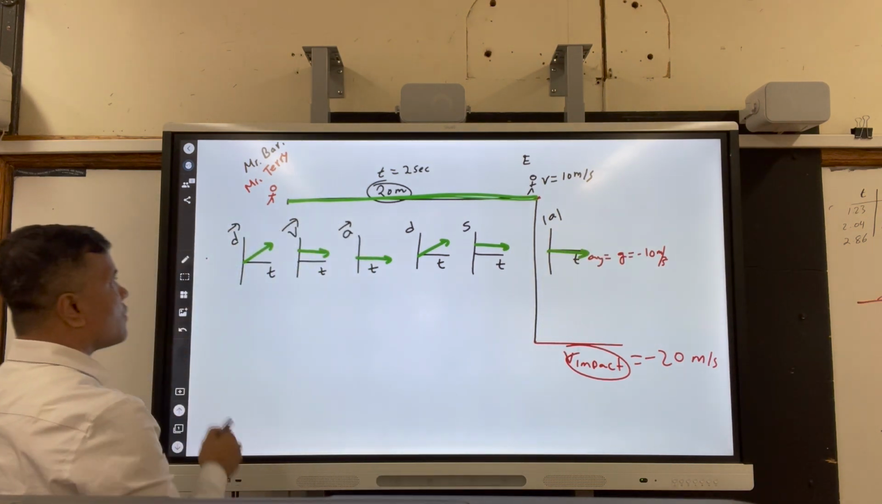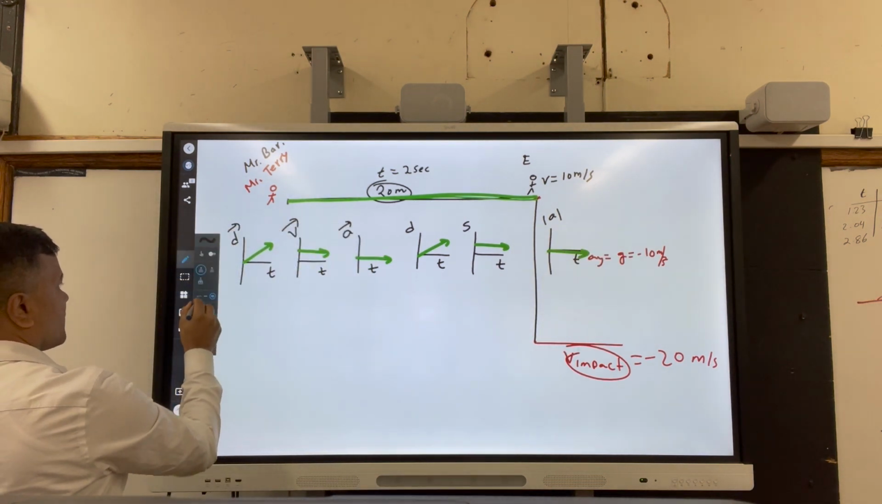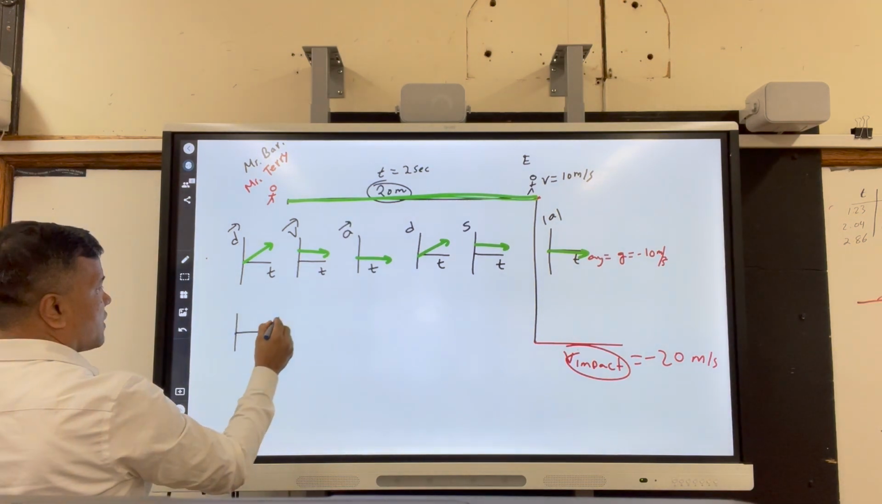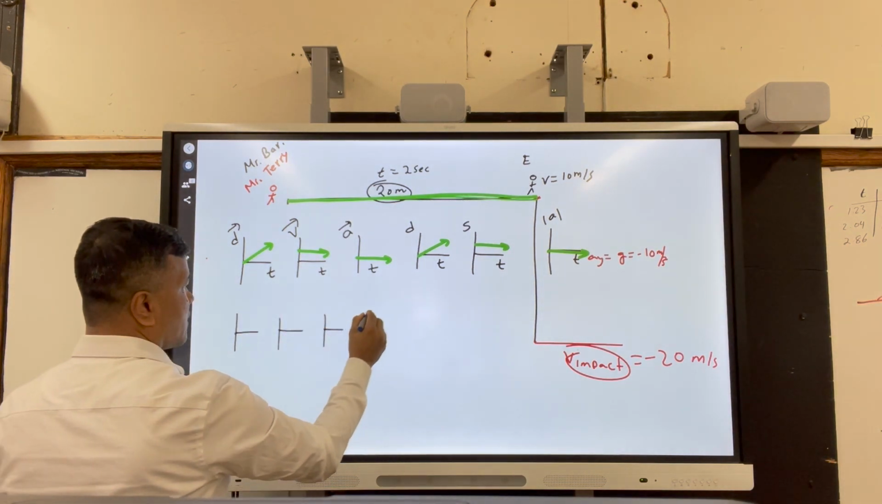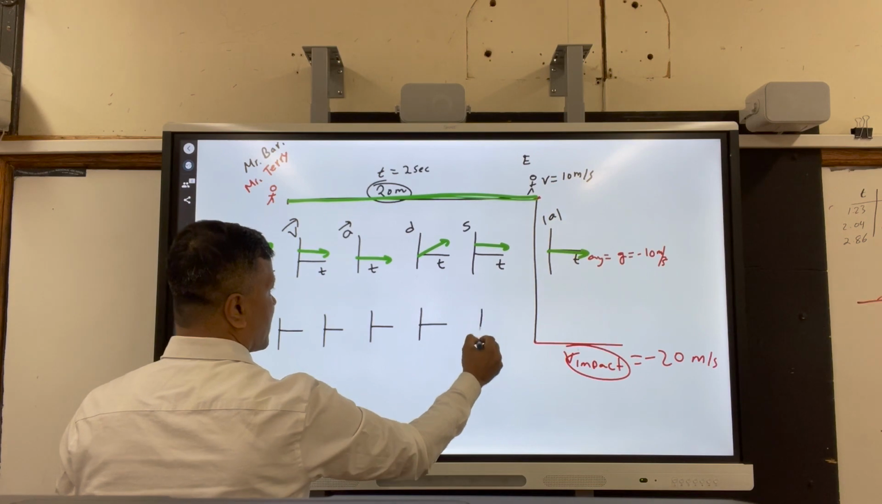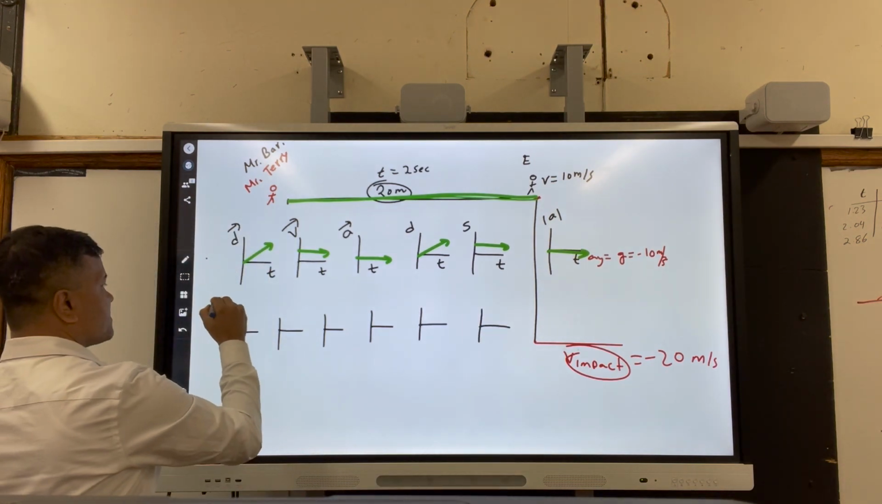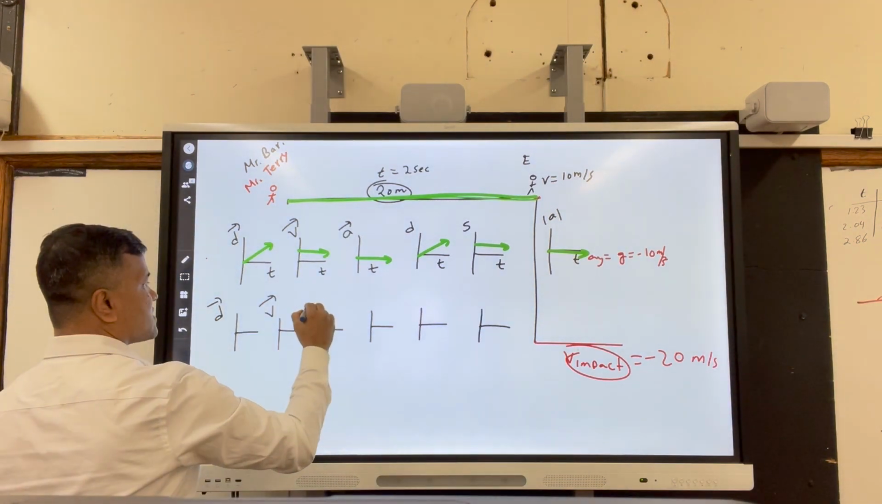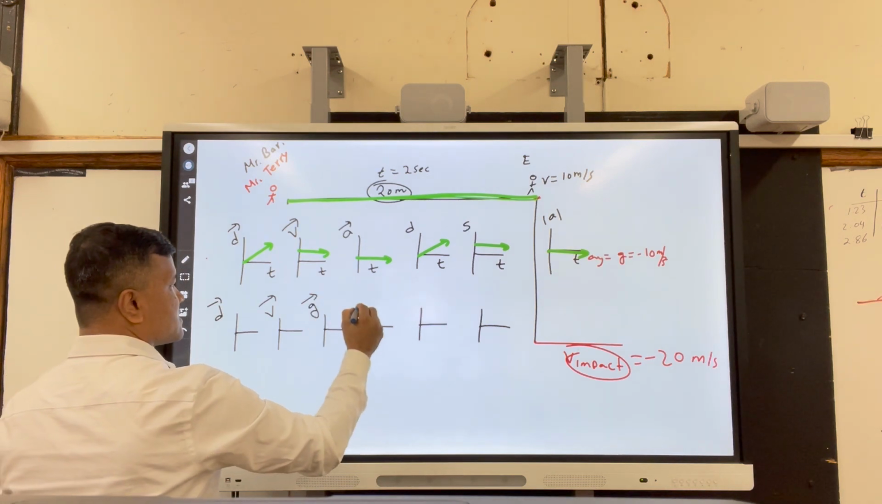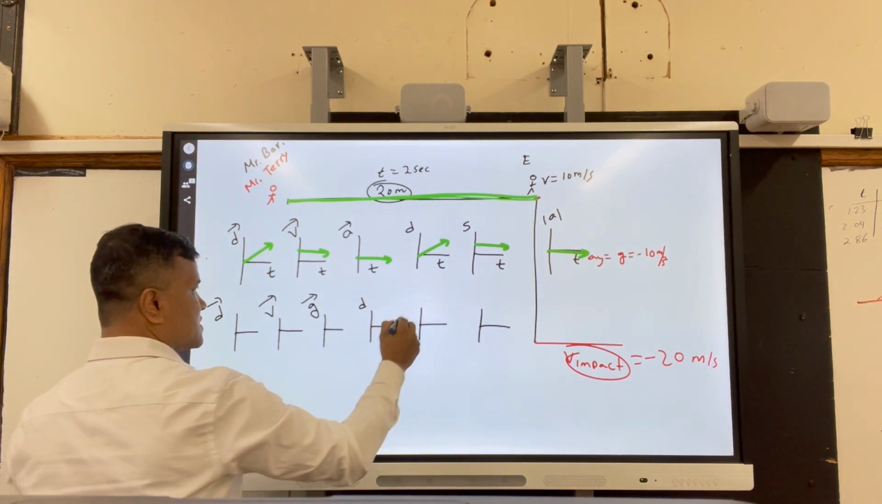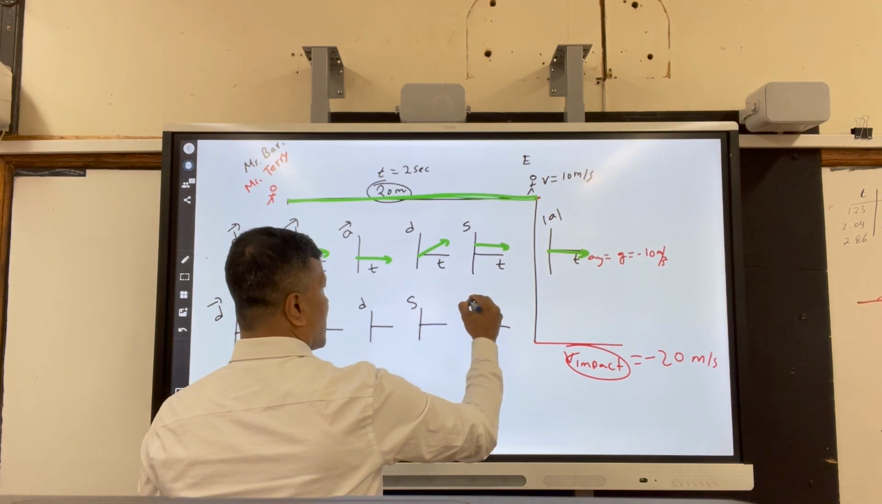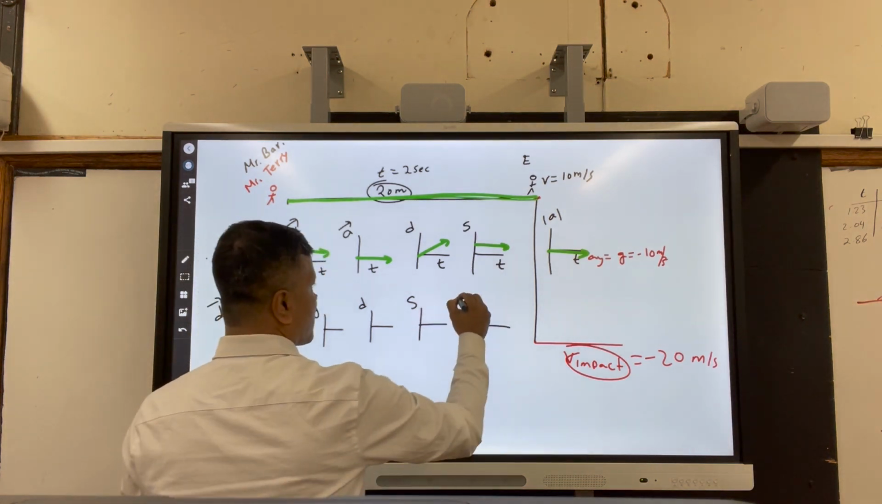Okay, now I'm going to do it for Mr. Terry. 1, 2, 3, 4, 5, and 6. This is displacement. This is velocity. This is acceleration. This is distance. This is speed, and this is acceleration due to gravity.